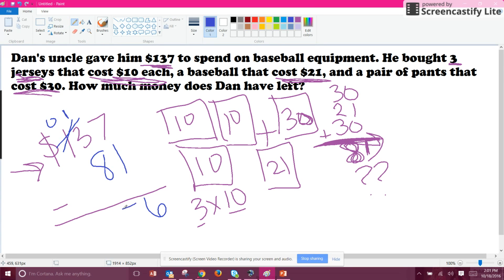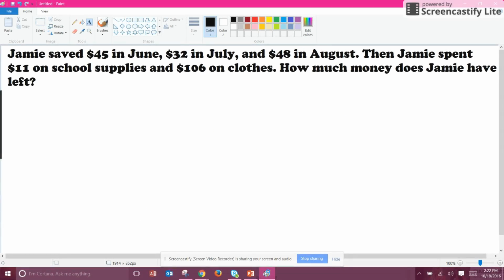13 minus 8 is 5. So we've got $56 when you walk out the door. Okay, we've got Jamie. Jamie, again, let's see here. She's a big spender. Let's see what she did. She saved $45 in June, $32 in July. Okay, so she's a saver, not a spender. And $48 in August. So she saved up some money.